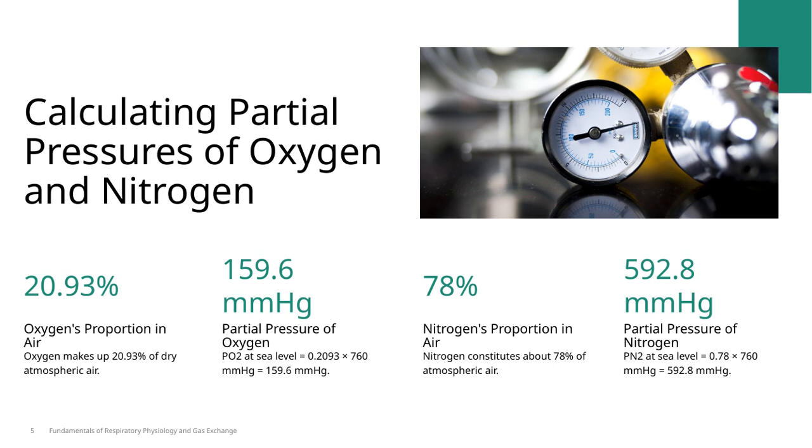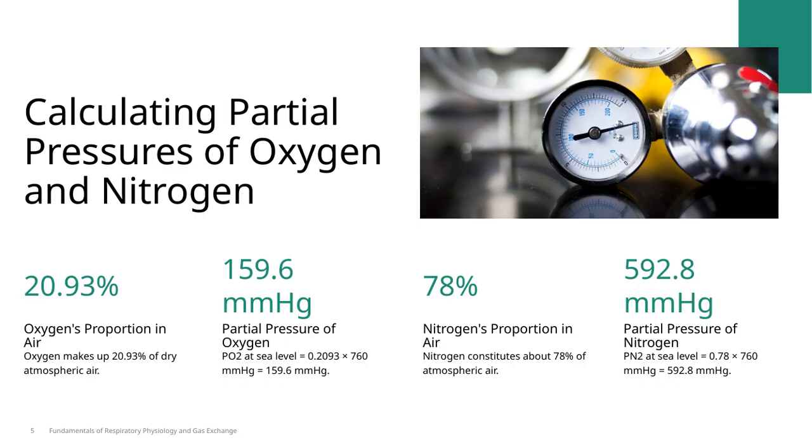Moving on to oxygen, it comprises roughly 20.93% of dry atmospheric air. Again, to find its partial pressure, we multiply 0.2093 by 760 mmHg, resulting in about 159.6 mmHg. This relatively lower partial pressure compared to nitrogen explains why oxygen diffuses into our blood more readily.